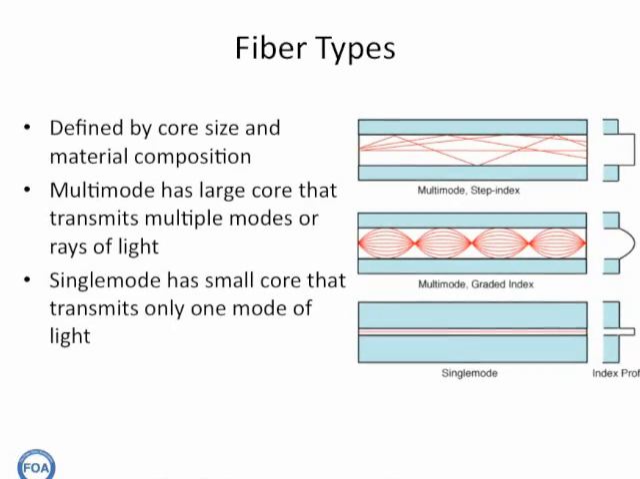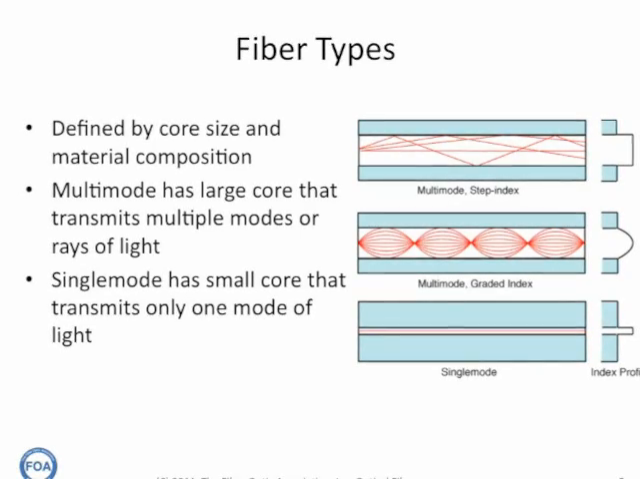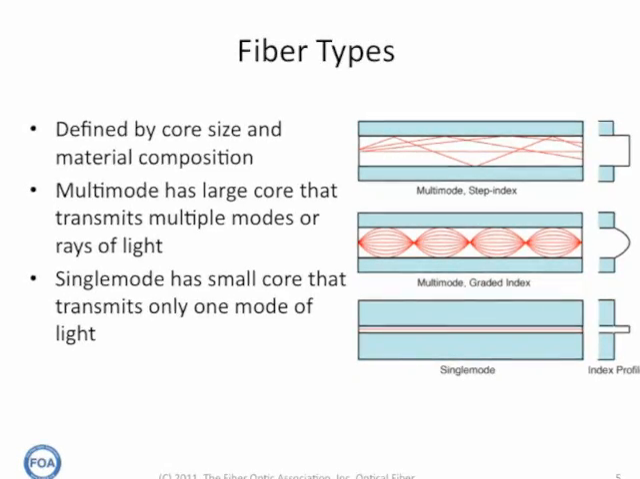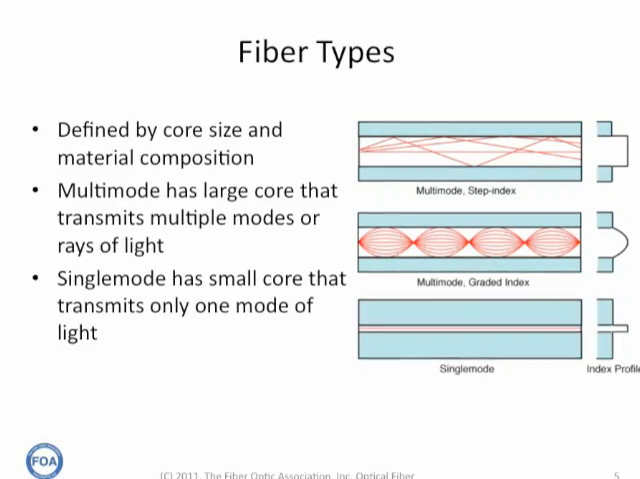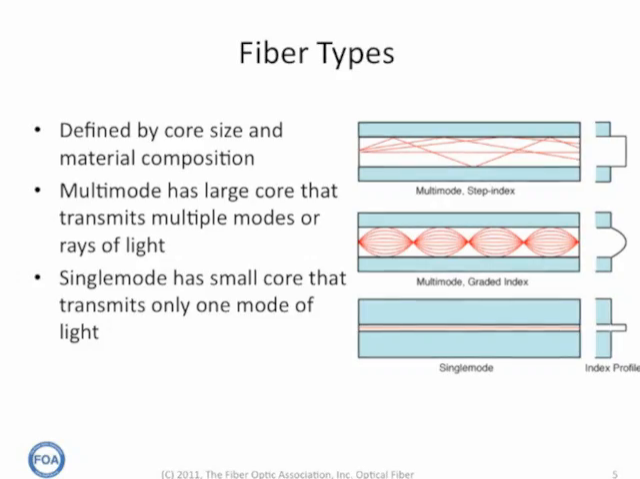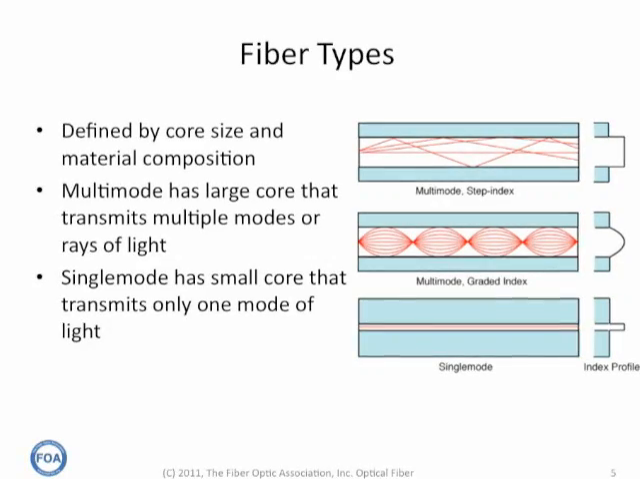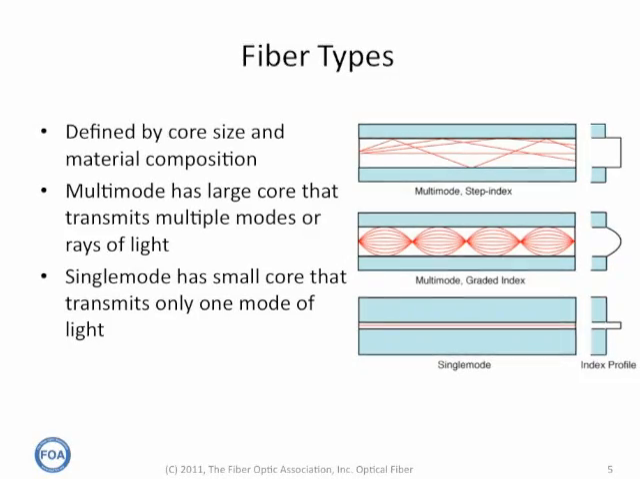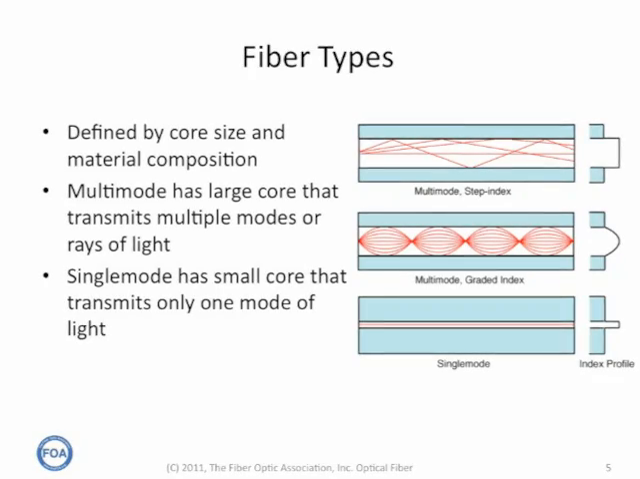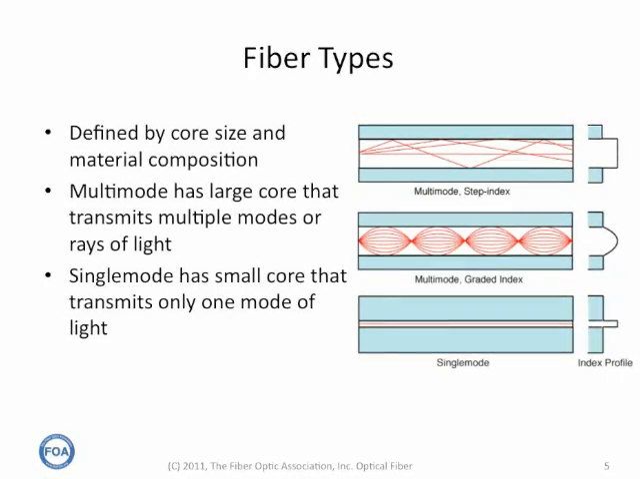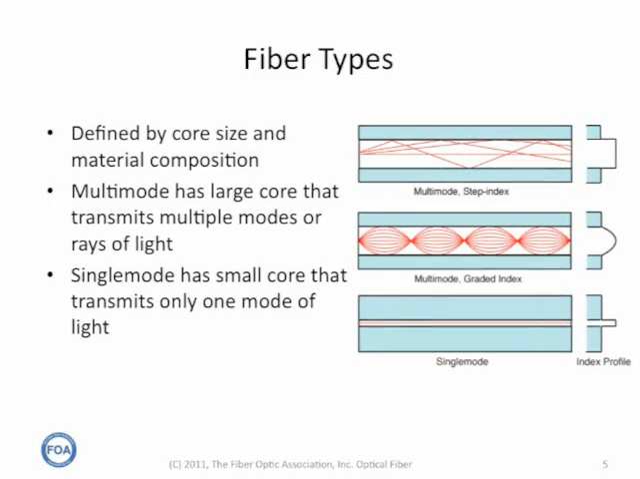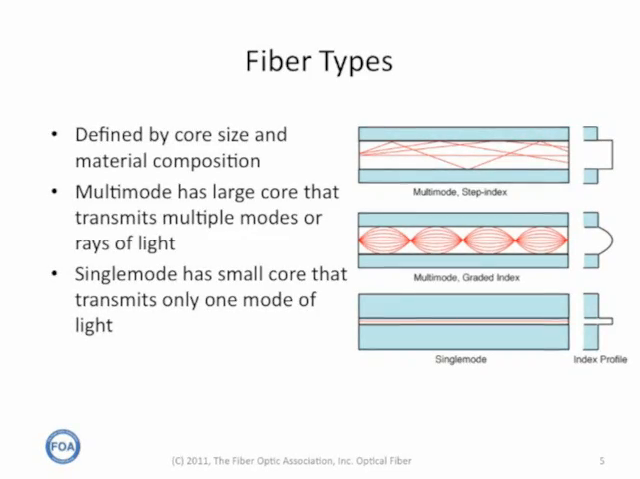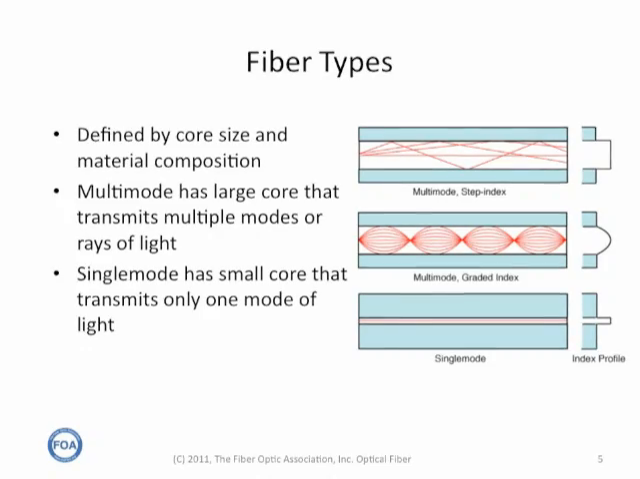We divide fibers into two types, multimode and single mode. Multimode fiber has a large core that supports multiple rays, or we call them modes, of light, whereas single mode fiber has a very small core and it supports only one mode of light. Because of the different modes supported in multimode fiber, it tends to have higher attenuation and lower bandwidth than single mode fiber. Multimode fiber is typically used in premises applications for local area networks, data links, security systems, whereas single mode fiber is used for all high-speed, long-distance, outside plant applications.